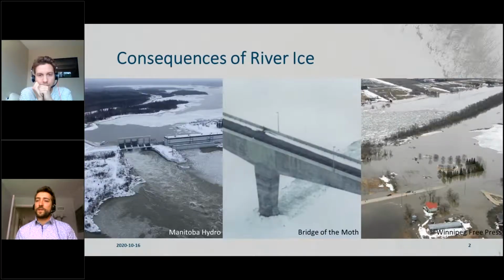So in northern climates, river ice can have large negative impacts on water resources. These include things like reduced hydropower generation, damage to infrastructure such as bridge piers, and flooding throughout the winter, but especially in the spring.